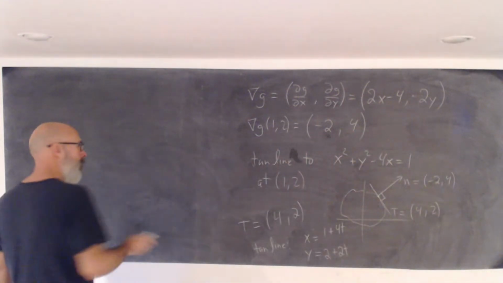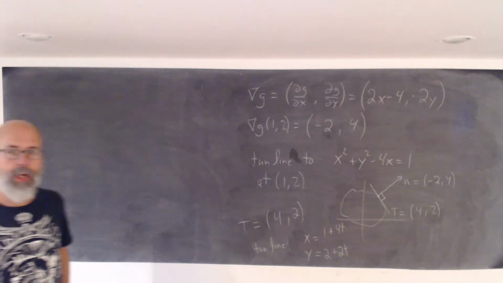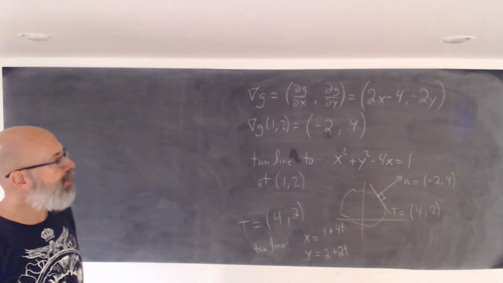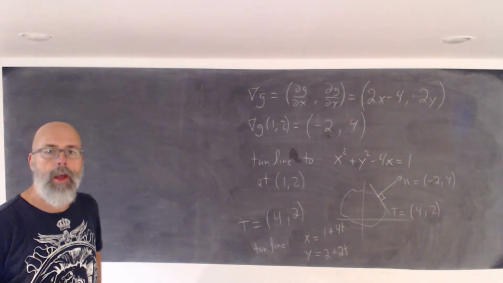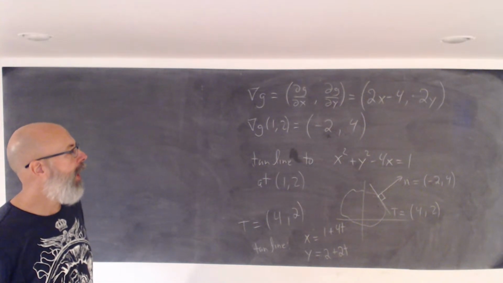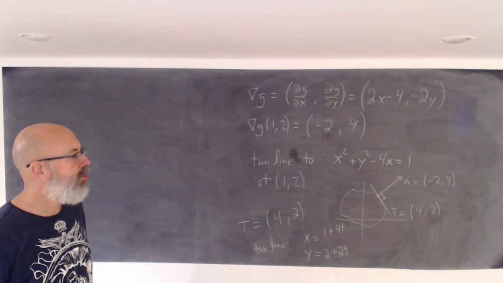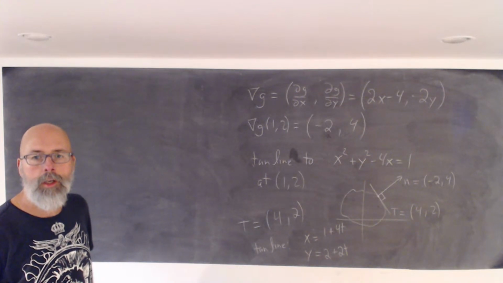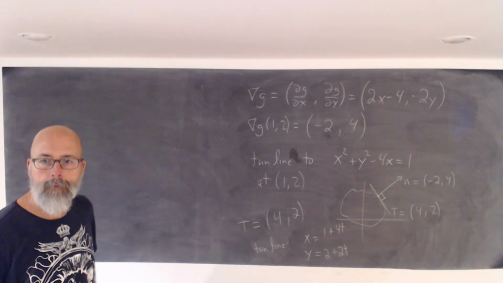But look, let's convince ourselves. Let's convince ourselves that this is correct. And this will solidify our understanding that the gradient is normal to the level curve.